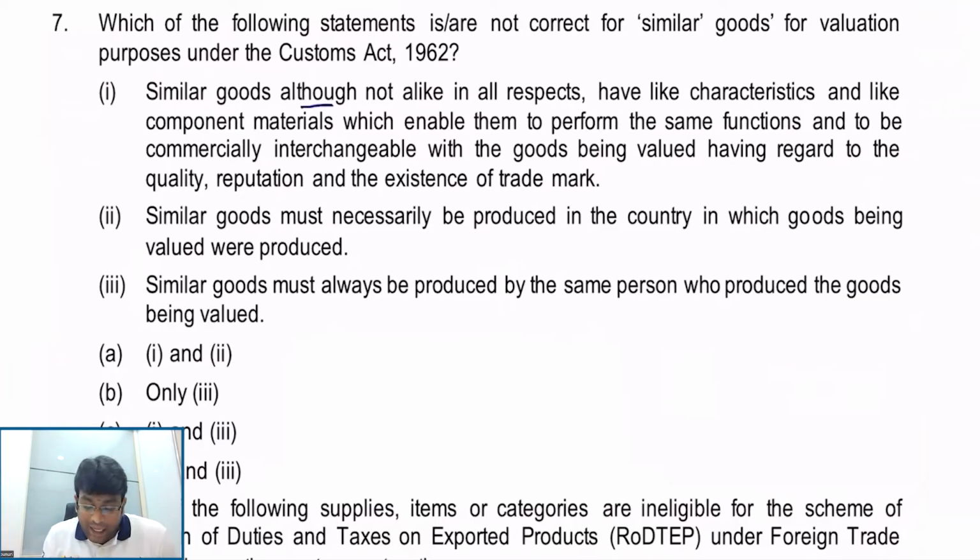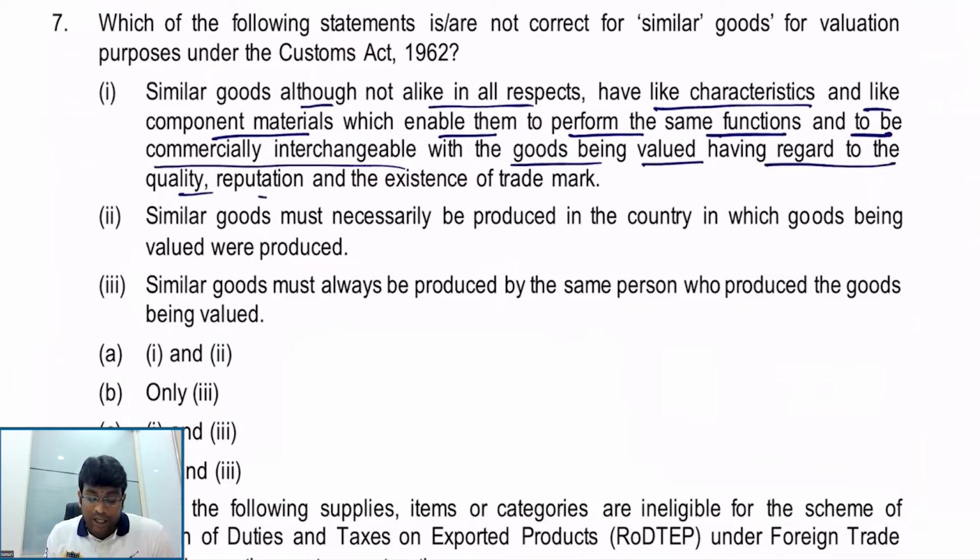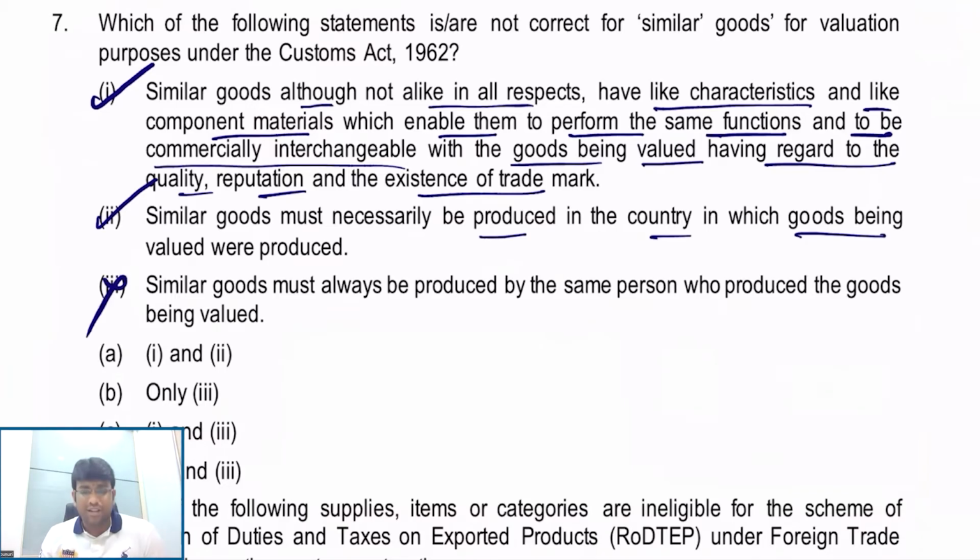Similar goods, although not alike in all respects, have like characteristics and like component materials which enable them to perform the same functions and to be commercially interchangeable with the goods being valued, having regard to quality, reputation, existence of trademark. This is correct. Similar goods must necessarily be produced in the country in which goods being valued were produced. This is also correct. Finally, similar goods must always be produced by the same person who produced the goods being valued. No, it need not be the same person. Same country is important. It need not be the same person as such.